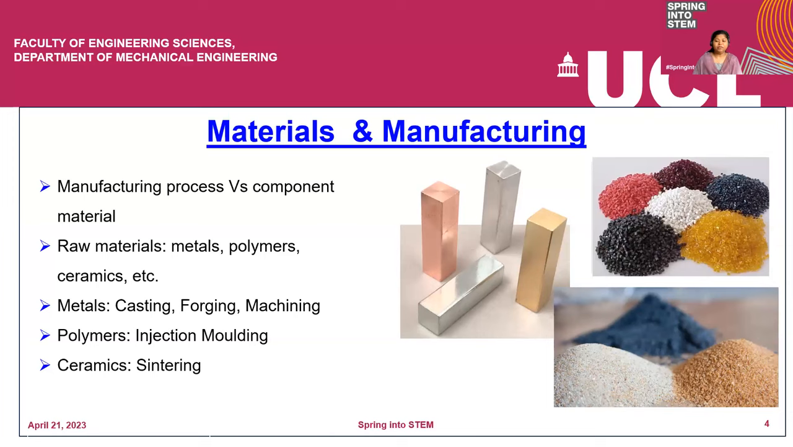So what is the relation between the materials and the manufacturing method? There are different types of materials available, and every component will be manufactured using a particular material. Again, it all depends on the design needs. There are metals, polymers, ceramics, composites, and many other types of raw materials. When it comes to metals, the most commonly used manufacturing methods are casting, forging, and machining. When it is a plastic component made out of polymeric material, injection molding is the widely used manufacturing technique. Similarly, sintering is the technique for ceramic components.